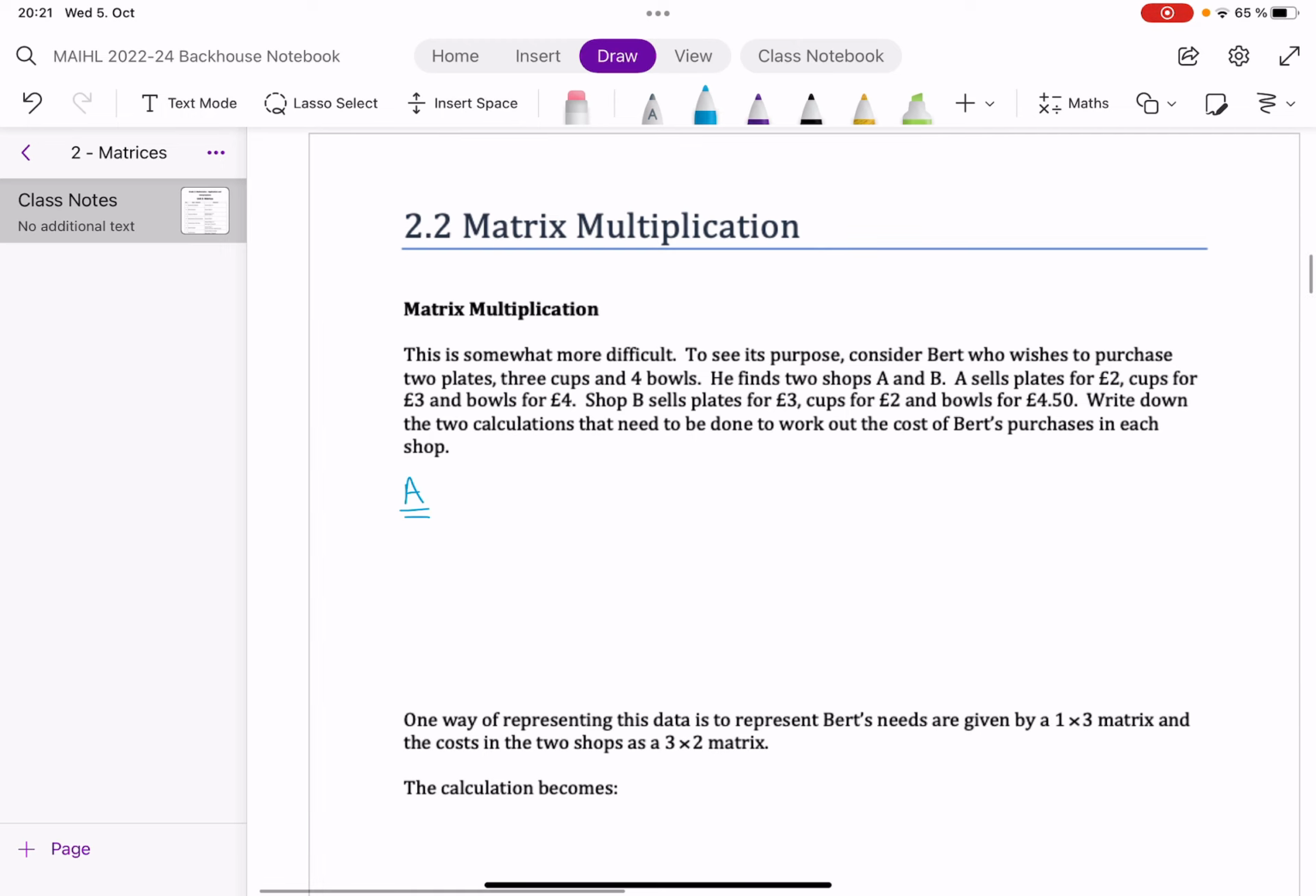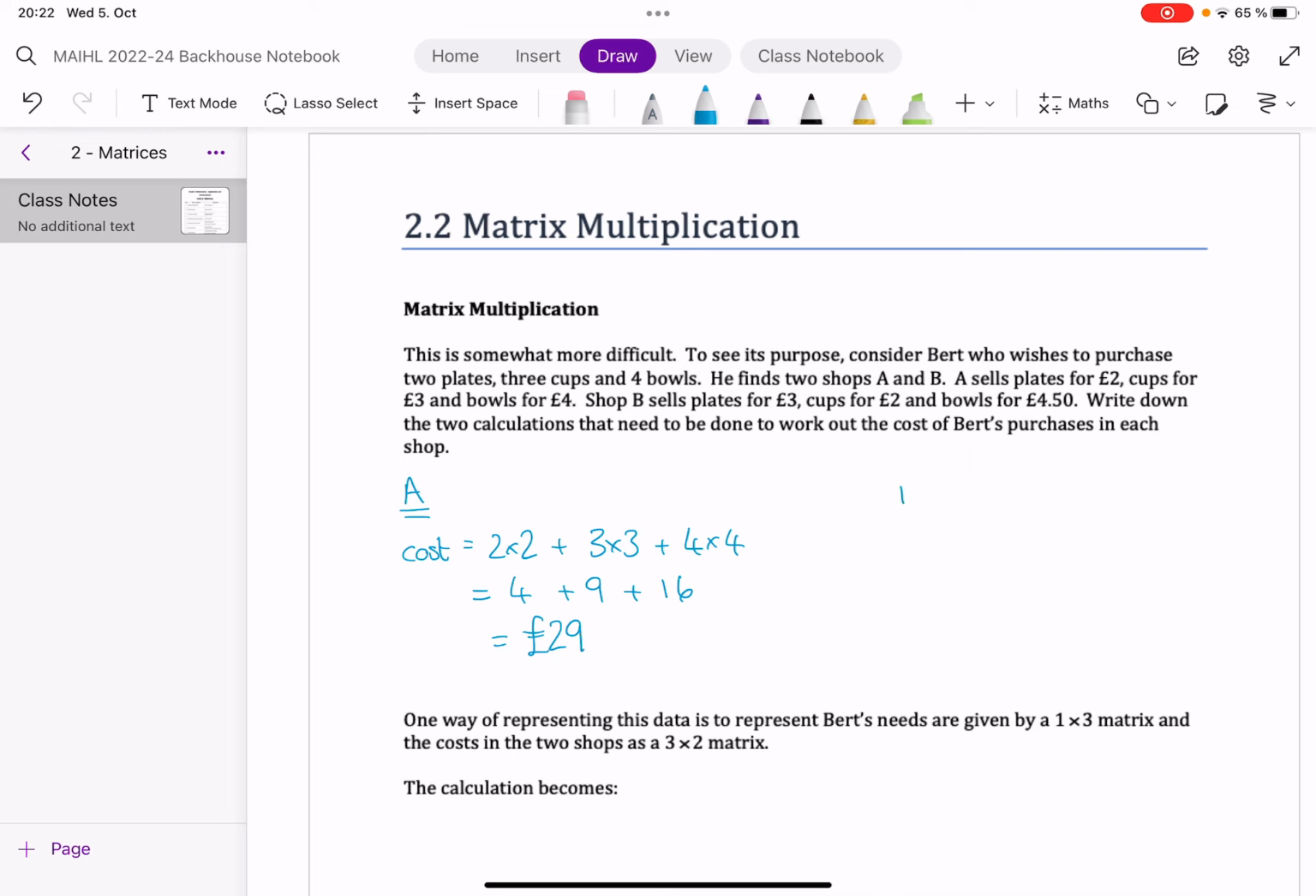Obviously we have shop A, where Bert wants 2 plates, and in shop A they cost £2, so we'd have to do 2 times 2, 3 cups at £3 each, and 4 bowls at £4 each. What does that make? 4 plus 9 plus 16. Okay, hopefully that makes £29.